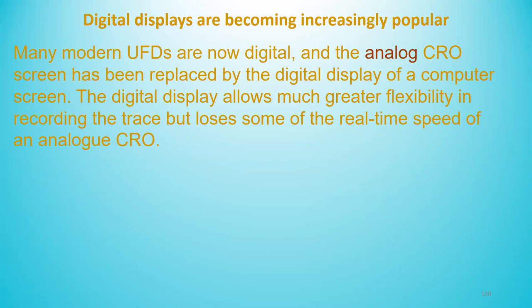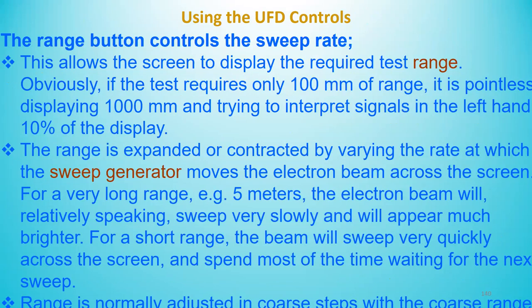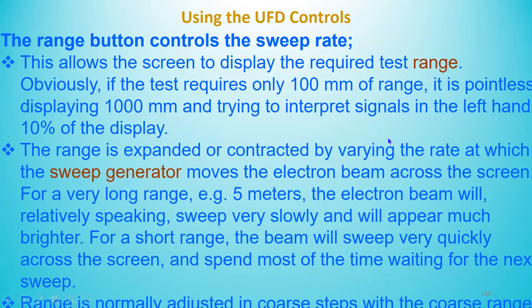Many modern UFDs are now digital, and the analog CRO screen has been replaced by a digital display. The computer screen digital display allows much greater flexibility in recording the trace, but loses some of the real-time speed of the analog CRO. Before, there were switch controls, and you can see these types of things.